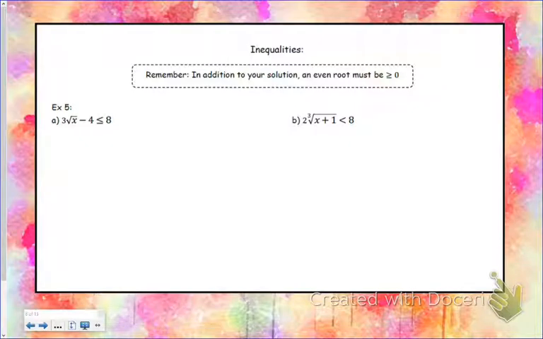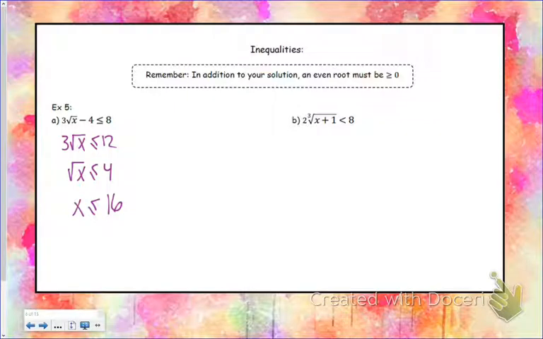So again, similar process here, get the root by itself. So 3 square root of x is less than or equal to 12. The square root of x is less than or equal to 4. Square both sides, and x is less than or equal to 16.